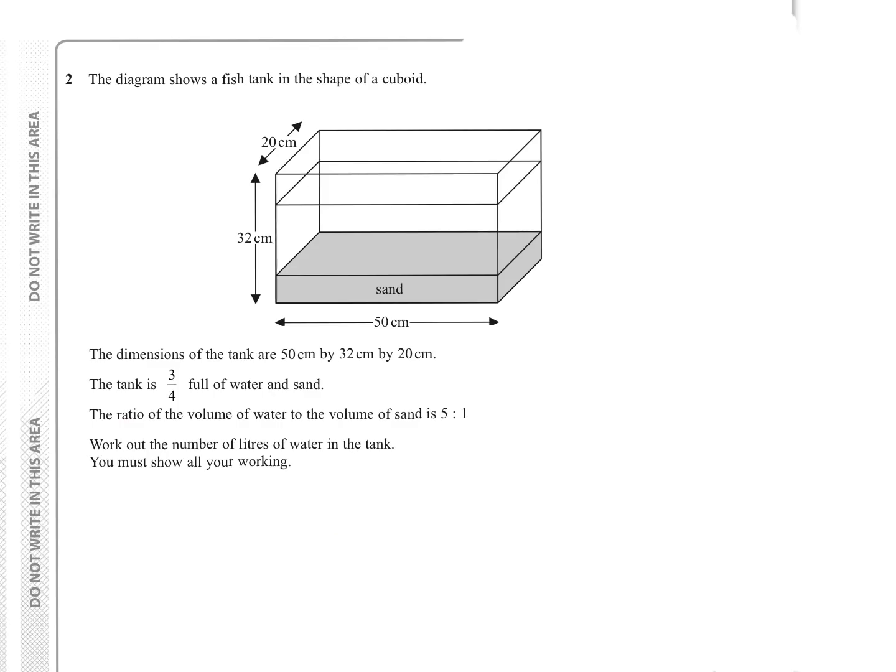Question 2. We're given the dimensions of a fish tank, and that's 50 centimetres by 32 by 20. And it says the tank is 3/4 full of water and sand. And it says the ratio of the volume of water to the volume of sand is 5 to 1. We've got to work out the number of litres. So first of all, let's remember that 1,000 centimetre cubes is 1 litre. Let's not get that wrong. So let's have a look at the question.